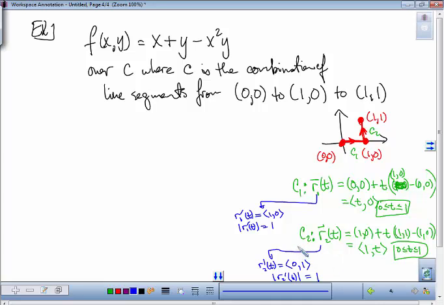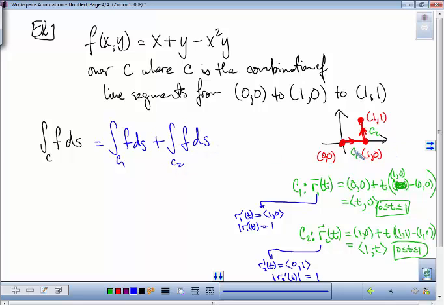All right. So let's write our generic path integral. This is an integral over a curve of a function ds. And we said that we were going to split this up into two different integrals, C1 of f ds plus C2 of f ds, where C1 is that first line going from 0, 0 to 1, 0, and C2 is that next line segment going from 1, 0 to 1, 1.